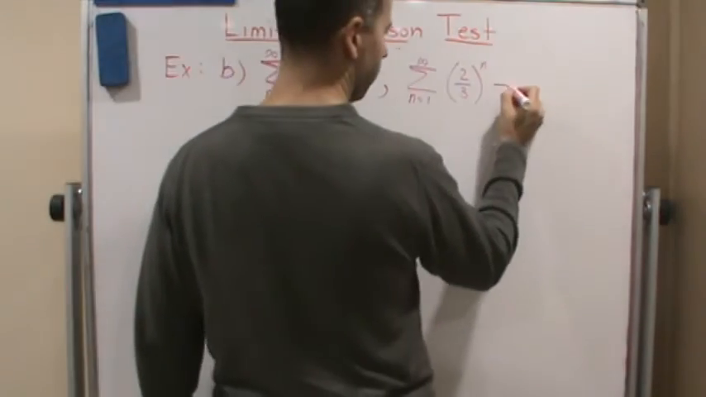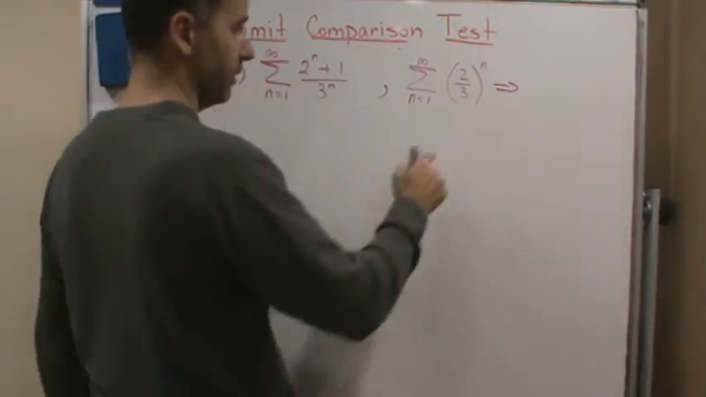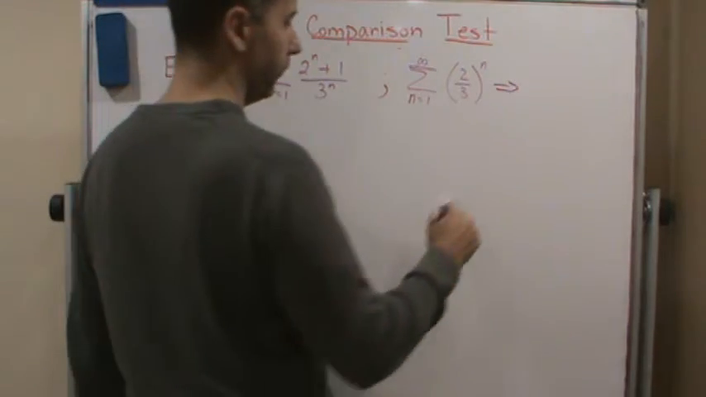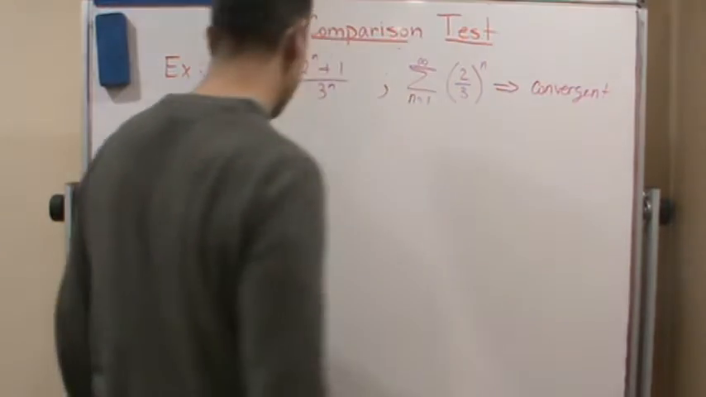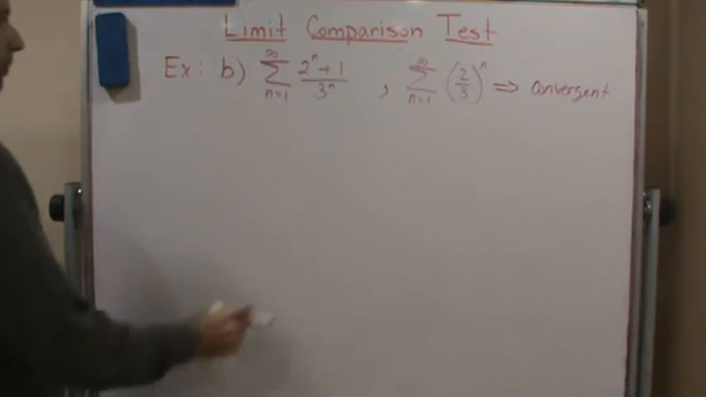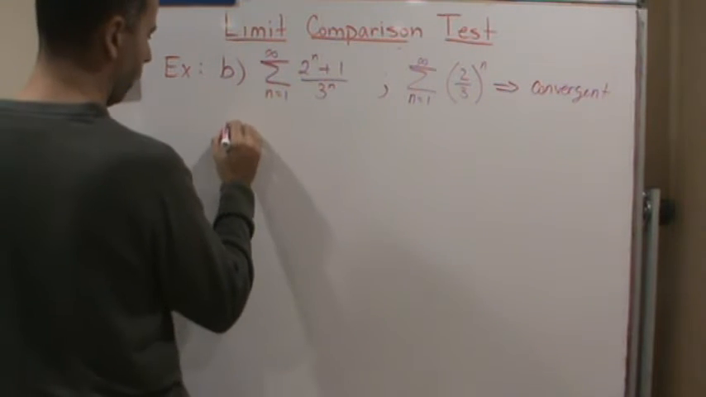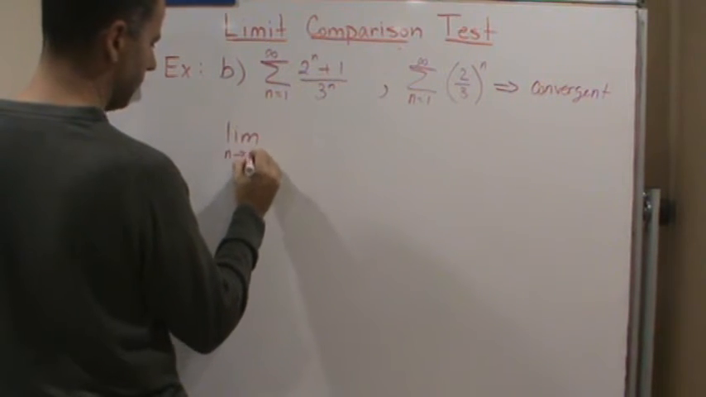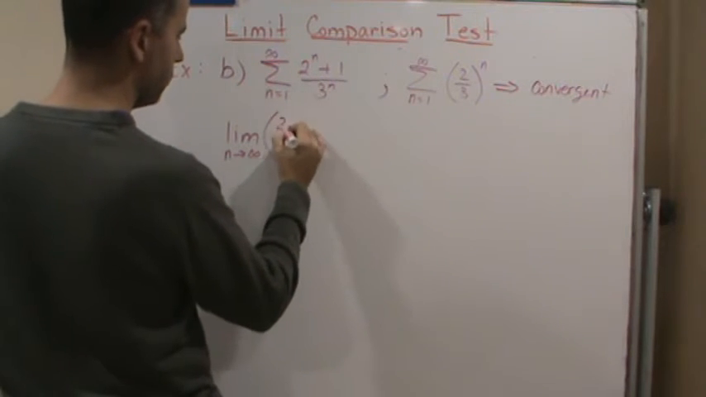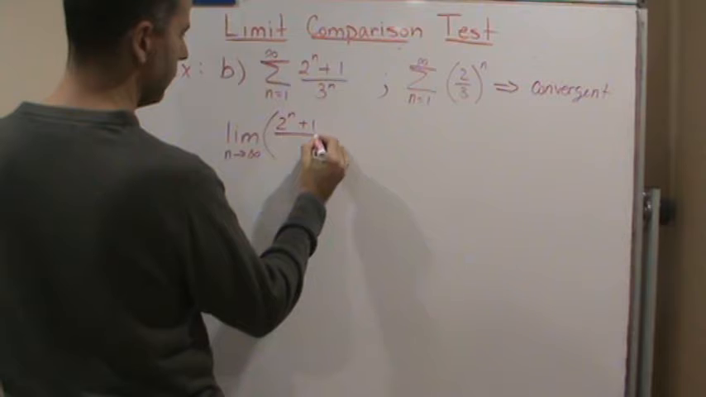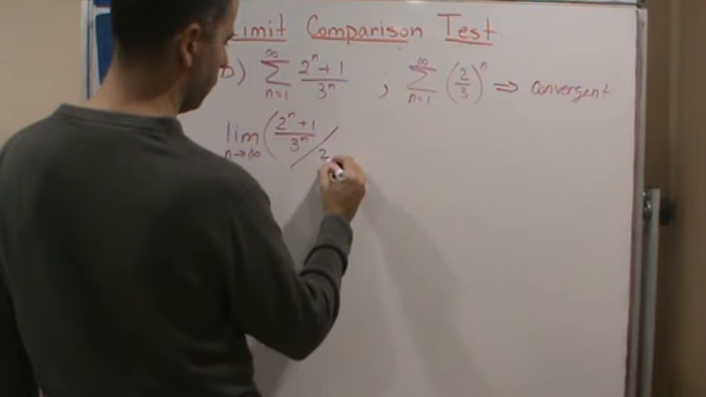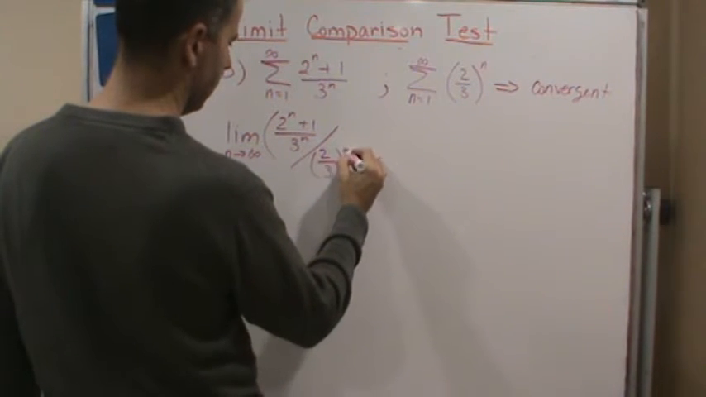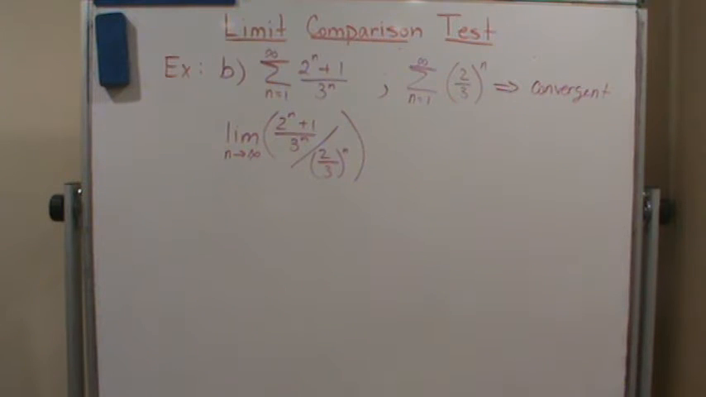Now, this is a convergent geometric series. R is less than 1. So this is going to be a convergent p-series. So now let's take the ratio and see what we get. So limit as n approaches infinity, and we're going to take 2 to the nth plus 1 divided by 3 to the nth, all divided by 2/3 to the nth power.